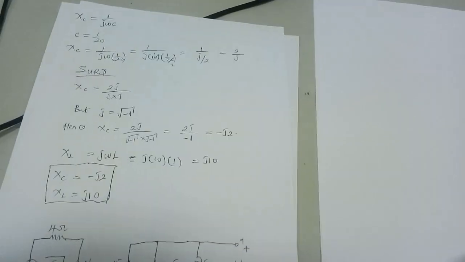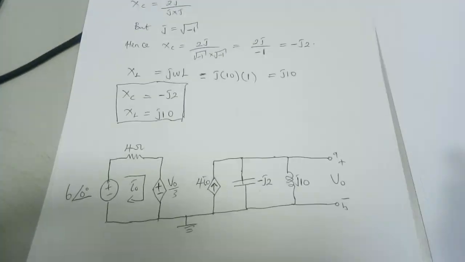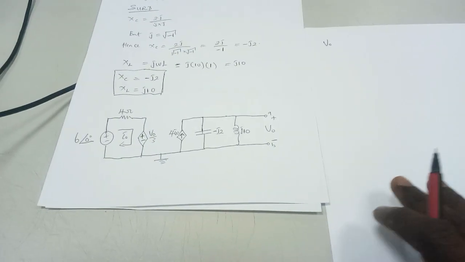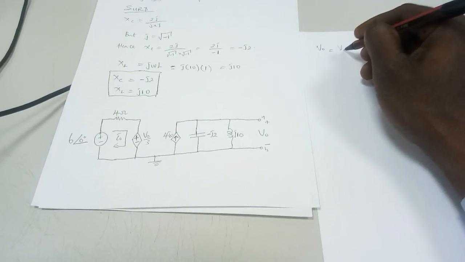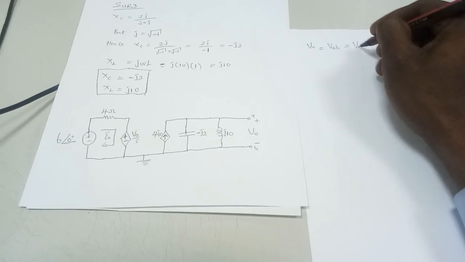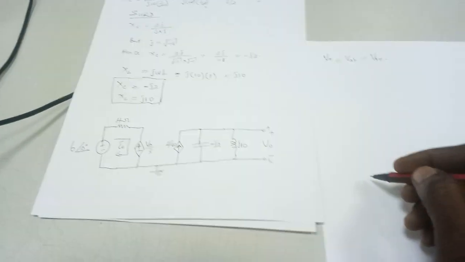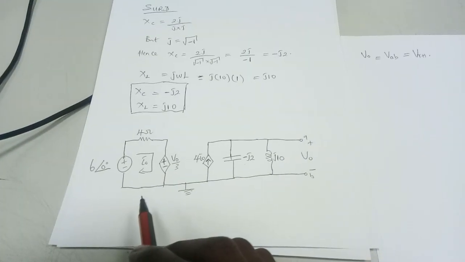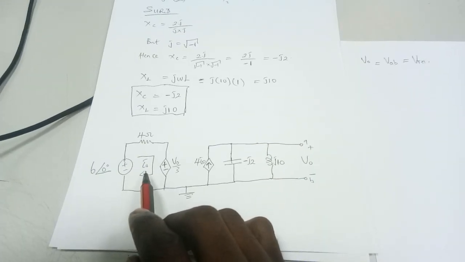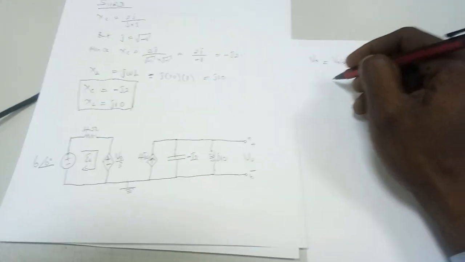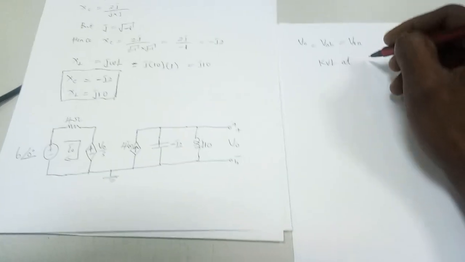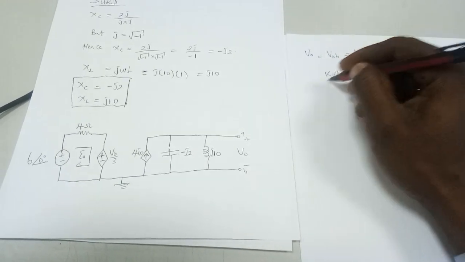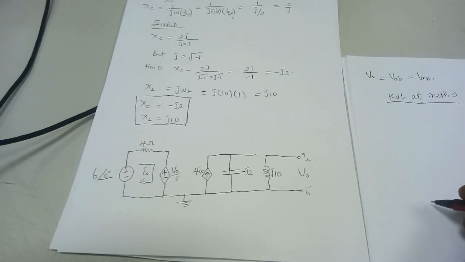So next, looking at this circuit, V0 is equal to VAB, which will be equal to our Thevenin, which we are looking for. So have this in mind. So first, we are going to analyze this circuit. So we will start by taking KVL at mesh 0, where I0 is.